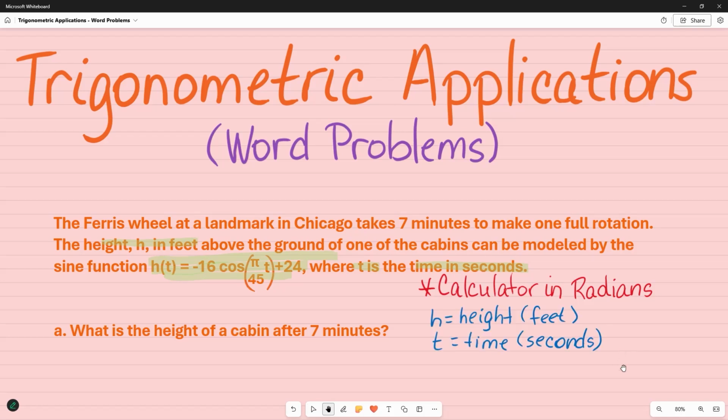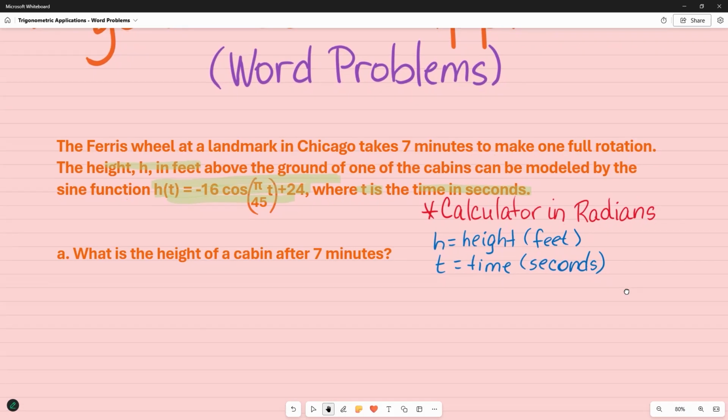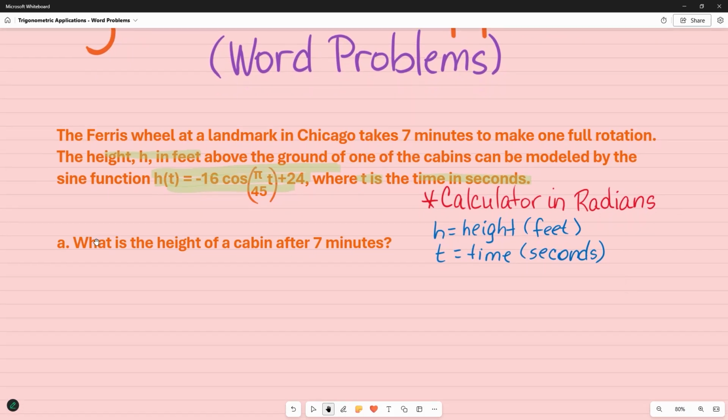So the next thing you want to do is figure out what the question is. This one is broken down into parts A and B, so it's easy to find the question. Normally, the question will be the last sentence of your paragraph. What is the height of a cabin after 7 minutes? We're trying to find the height. Height means h. That means that we're going to leave h as a variable. Then it says after 7 minutes.